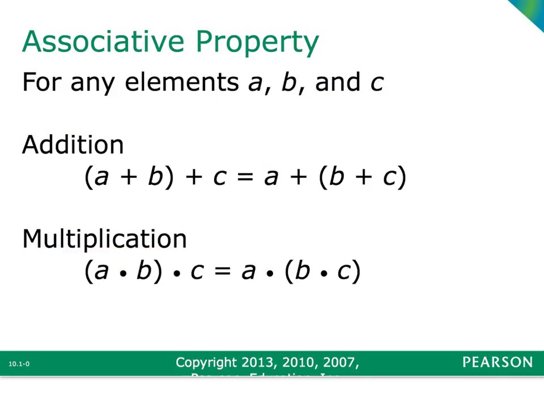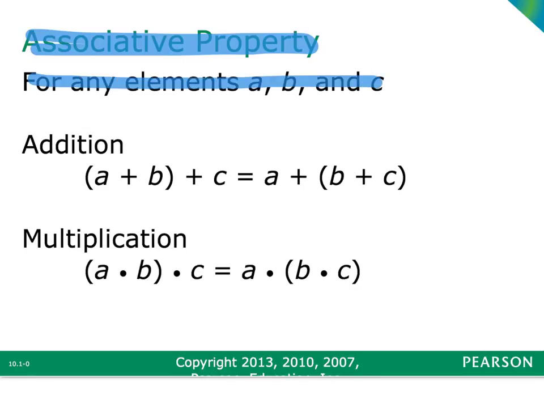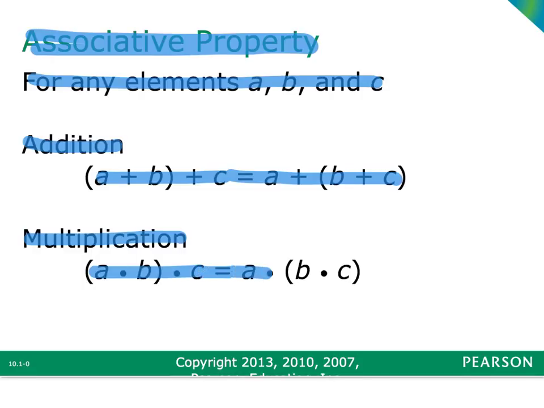Associative property, for elements A, B, C. Addition: A plus B plus C, where we add A and B first, is the same as A plus B plus C if we add B plus C first. So if we regroup our addition, it doesn't change. And multiplication, A times B times C if we multiply A times B first is the same as A times B times C if we multiply B times C first. It doesn't matter. Again, you get the same answer. We looked at this for numbers before.